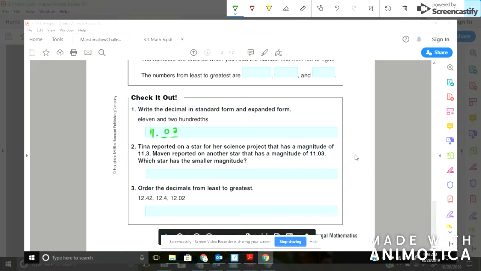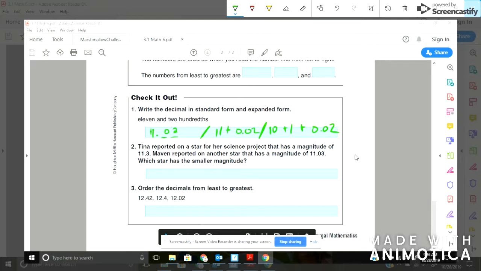If we were to write that in expanded form, well, you could write that a few different ways. You could write it as 11 plus 0.02. If you wanted to, you could even make it a little bit trickier, and you could say, well, it's the same thing as 10 plus 1 plus 0.02. That would work. You could write it in so many different ways for expanded form.